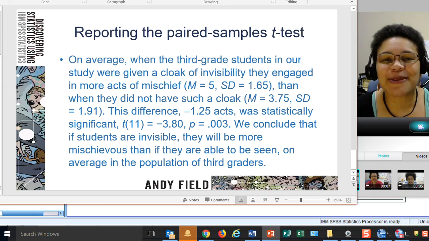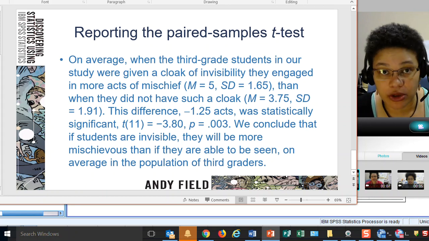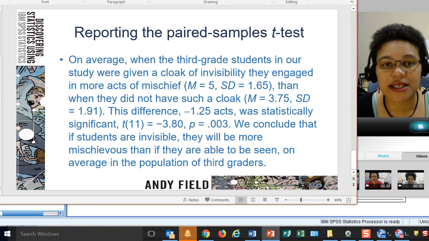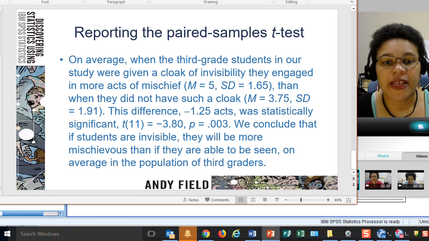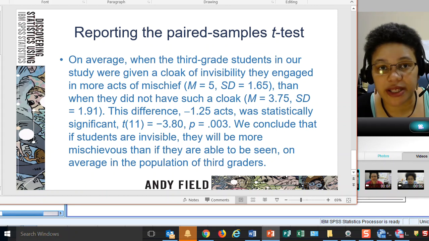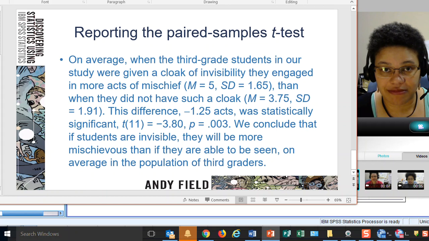A couple of things I want to point out. In the first sentence, we're saying on average, and we're talking about the students in our sample. These are the actual means that we measured in our sample, in our little experiment. Then, using the t-statistic, we were able to make a conclusion about the population of third graders. So our last sentence is about the population.